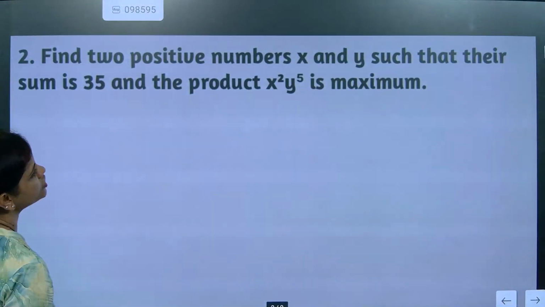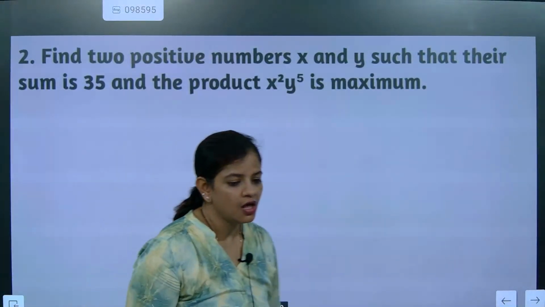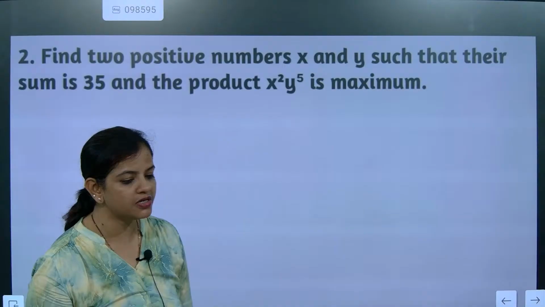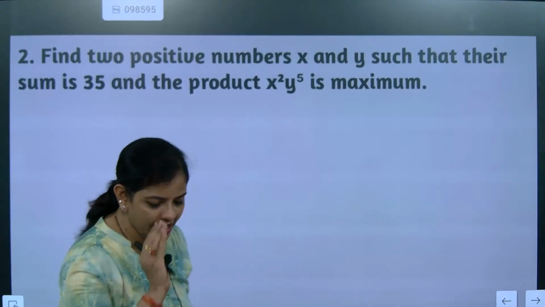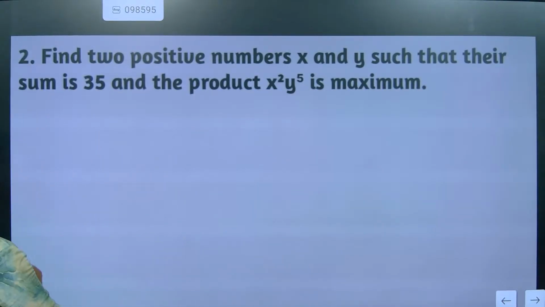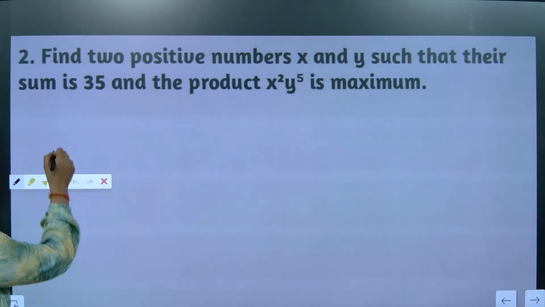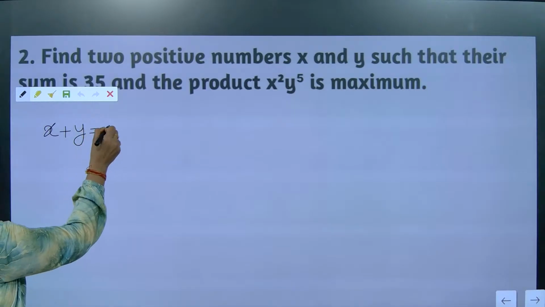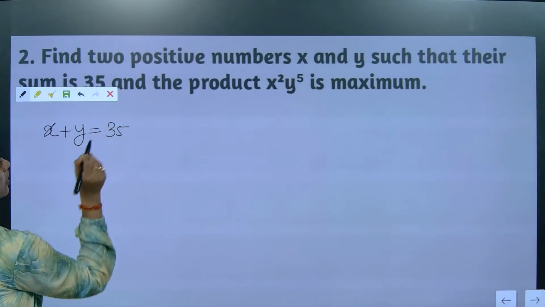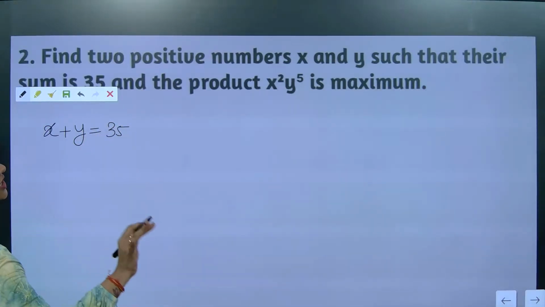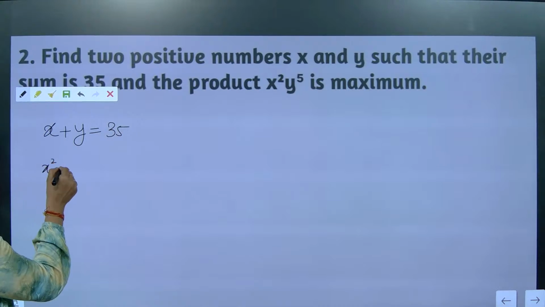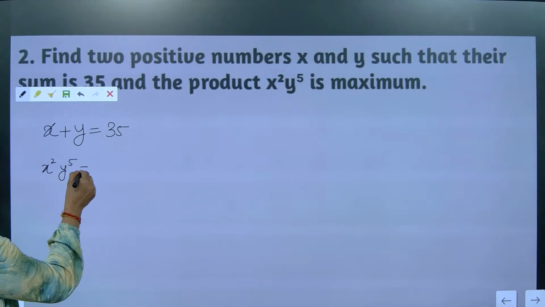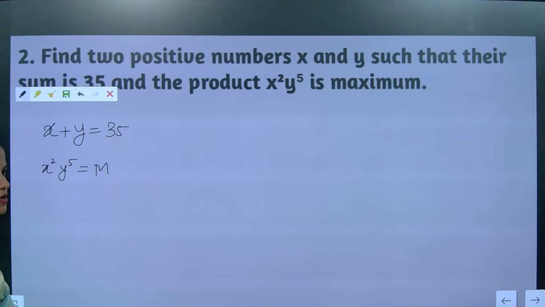Now this question is yours, because the first question I have solved. They are telling two positive numbers, their sum is 35. Same pattern question. One by one solve, same pattern question. I will solve, you also solve. Beta, what is the sum? x plus y is equal to 35. Totally your wish. I will not say anything. x square y to the power 5 is asking for maximum m. Now go for it.